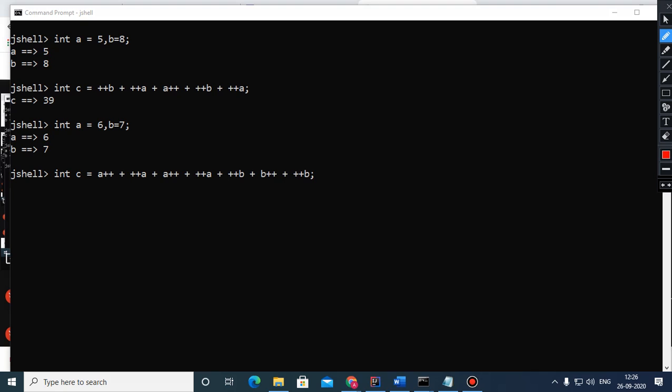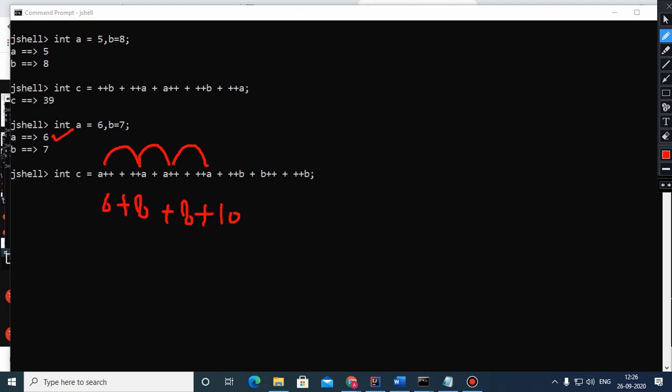Here, the initial value of A is 6, so we will be using 6 here. And when control transfers, in between it becomes 7. When it reaches here, it is 8. And when control transfers, it is 8, and when it reaches here, it is 8 again. We will be using 8. When control transfers, it becomes 9. When it reaches here, it is 10.